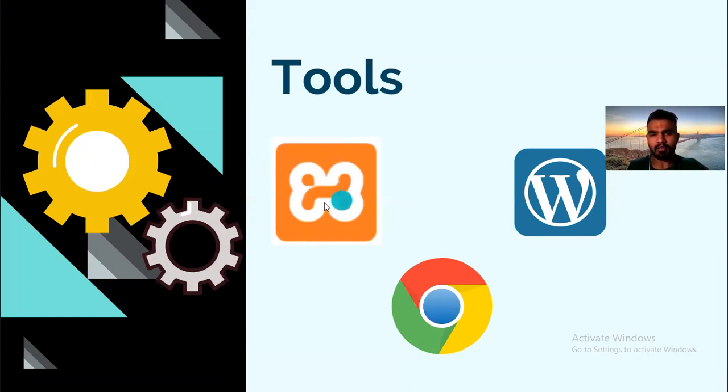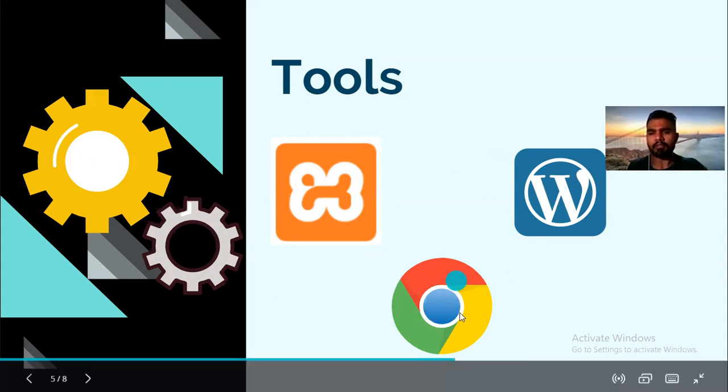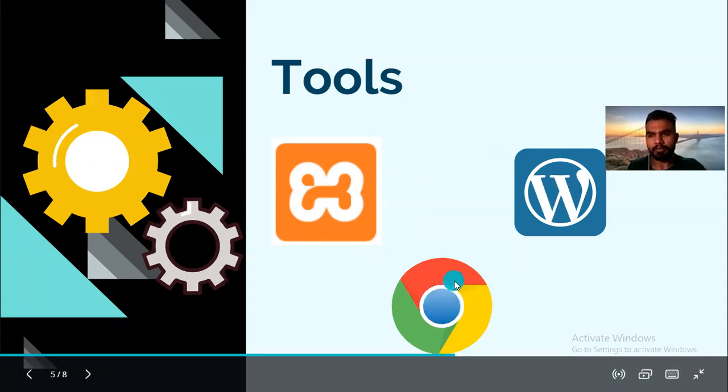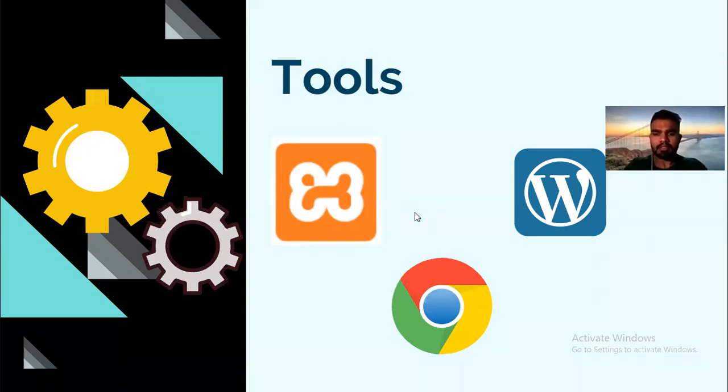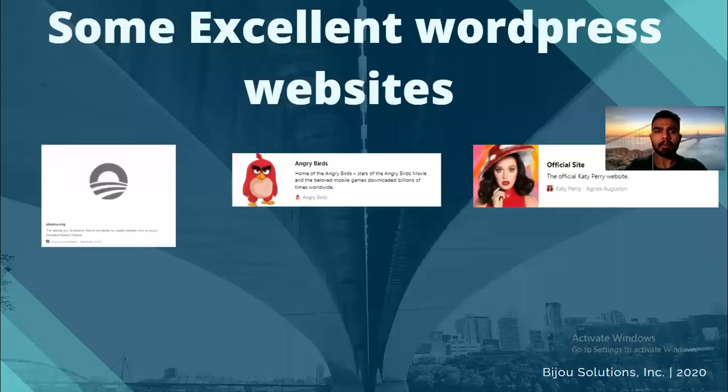We are going to install XAMPP. Okay, I'll let you know what XAMPP is. Also WordPress, we are going to download and install it. Of course, we need a browser. As of now, I'm going to use the Chrome browser. It is very much compatible. Okay. And after that, I'm going to show some excellent WordPress applications.